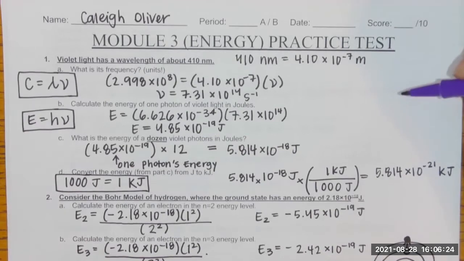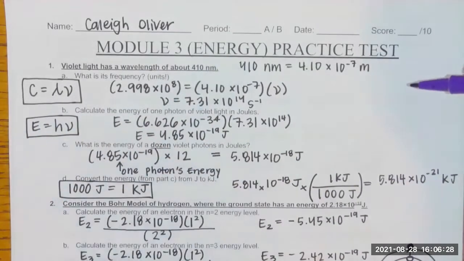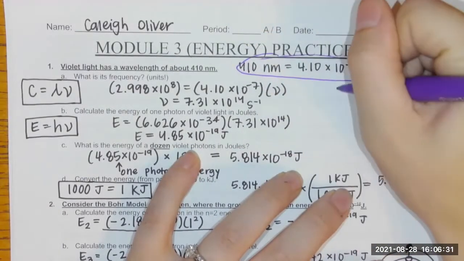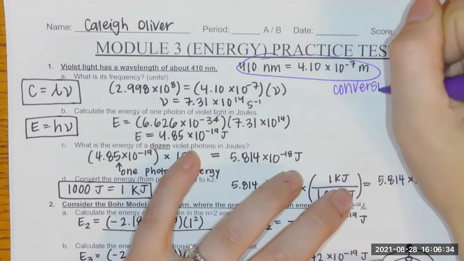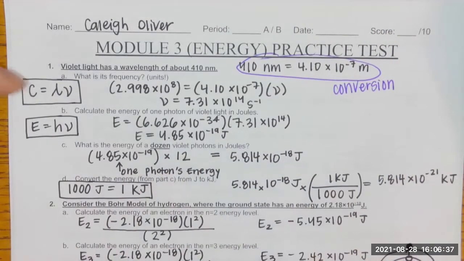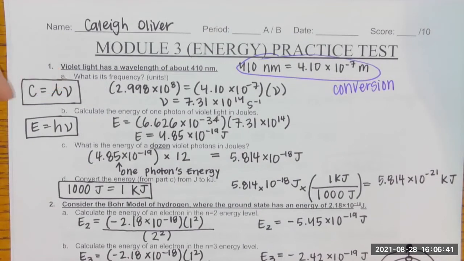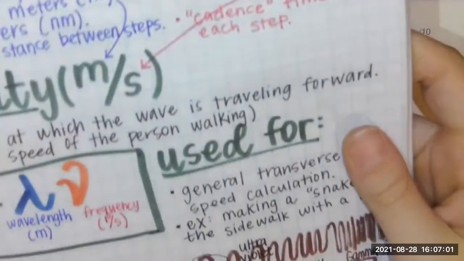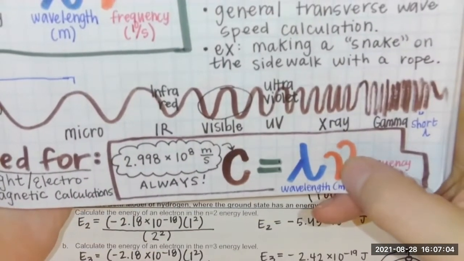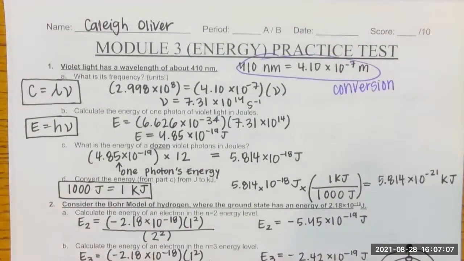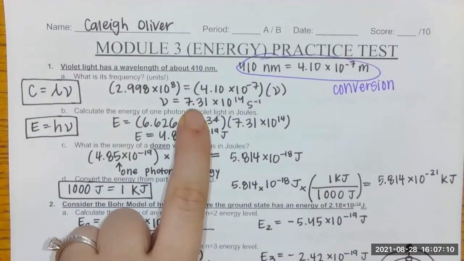So the first thing I did over here, all this is just a conversion, right? This is my conversion from nanometers to meters. Then to get the frequency, I pulled this equation, c equals wavelength times frequency, where c is the speed of light. Wavelength and frequency go together. This was in the very first set of notes that we did, this equation here, c equals wavelength times frequency. And I plugged that in, solved for the frequency, and got this number.